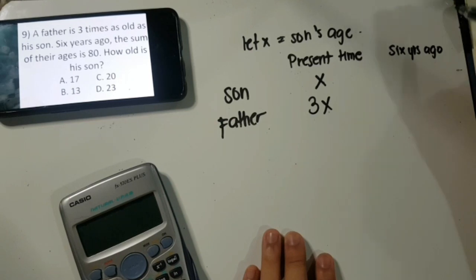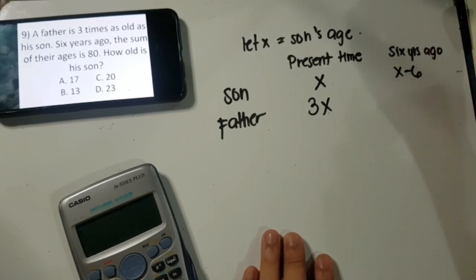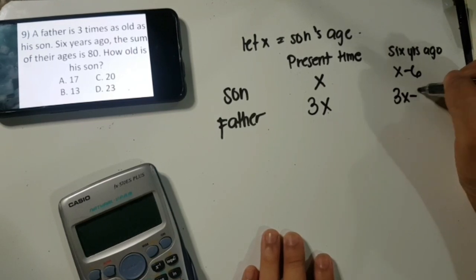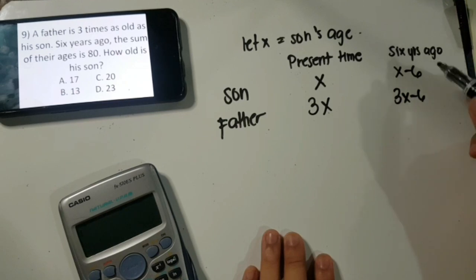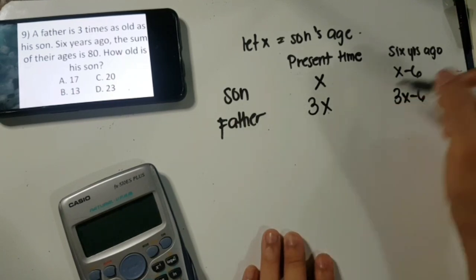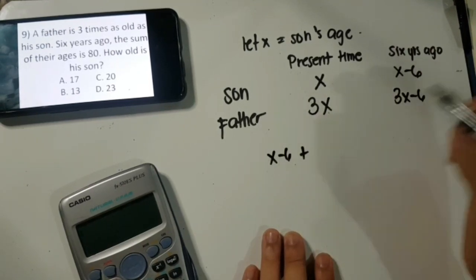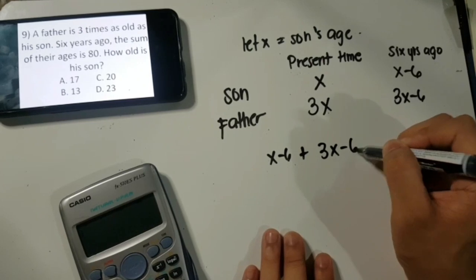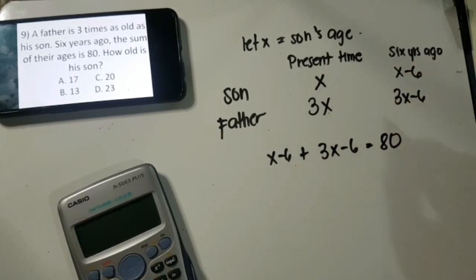So, kung 6 years ago, madadagdagan na yung mababawasan. So, mababawasan. So, x minus 6. 3x minus 6. And sabi dito, the sum of their ages 6 years ago is 80. So, this equation, x minus 6 plus 3x minus 6 is equal to 80. And let us solve for the value of x.